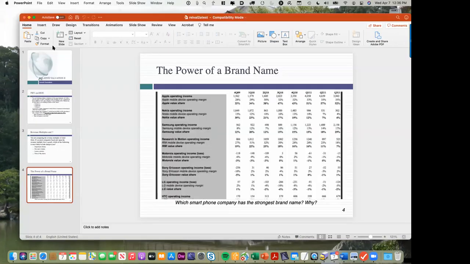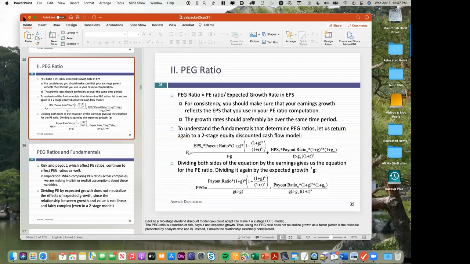One of the things we're going to talk about today is what I call a companion variable. Sounds fancy, but the companion variable is the variable that best explains differences in a specific multiple. With every multiple I'm going to talk about today, I'm going to identify what that companion variable is. Think of this as the one number you will ask for whenever somebody says a stock is cheap based on a multiple. So let me take you back to where we are in the notes.